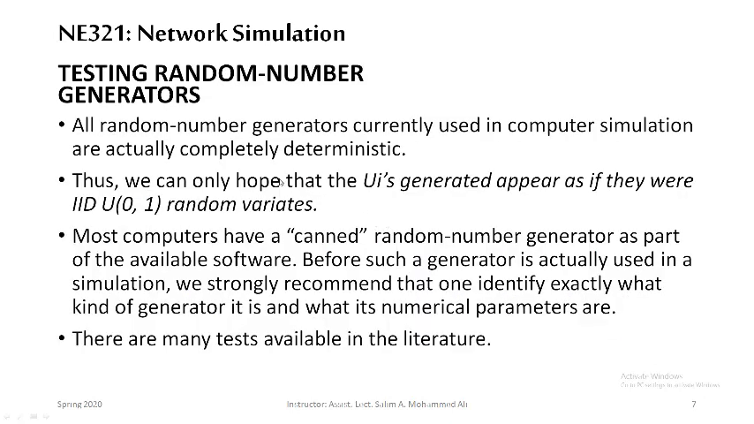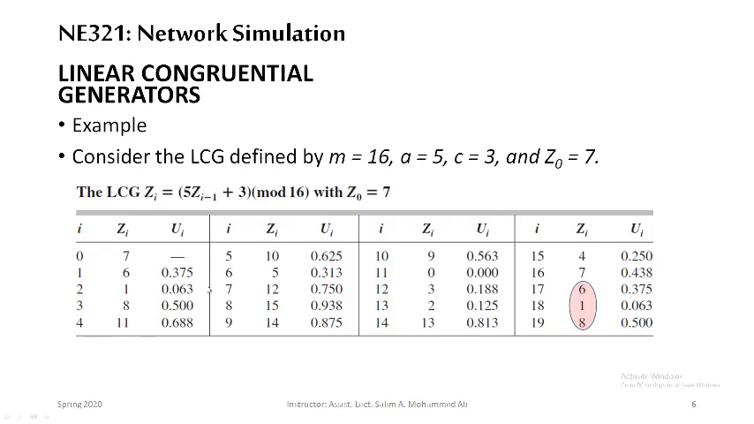Random number generators are not easy. All random number generators currently used in computer simulators are actually completely deterministic. It means that if you know your U_i is 0.375 and you know the equation, then you will know the next U_i. So this means that these numbers are deterministic.